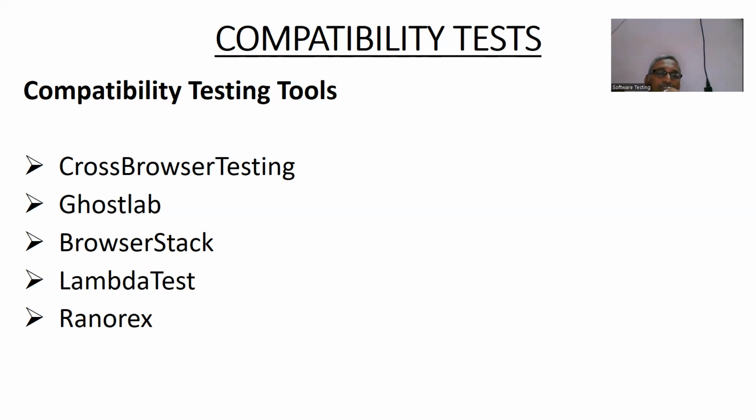First one, cross-browser testing. Cross-browser testing is produced by SmartBear Company. They offer products such as live testing, visual testing, and automated testing on more than 2050 browsers. Next, Coast Lab. Coast Lab allows testing a website on multiple browsers on a mobile device simultaneously. Browser Stack is a cloud-based automated testing platform that allows users to test their application on more than 2000 real devices and browsers.